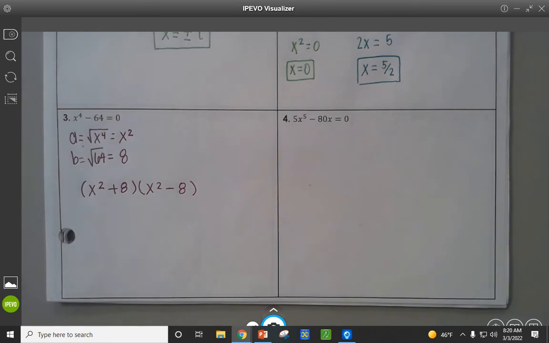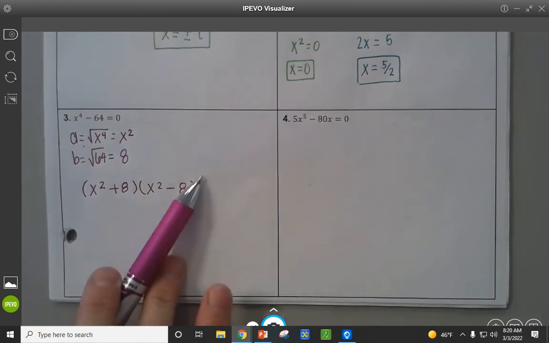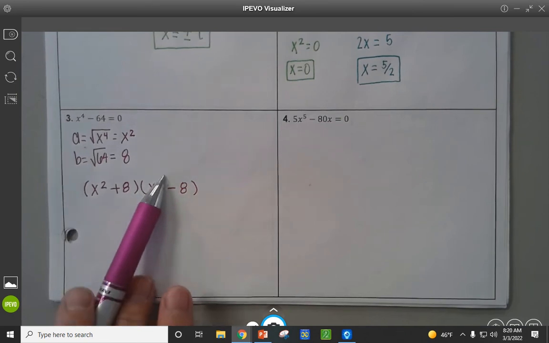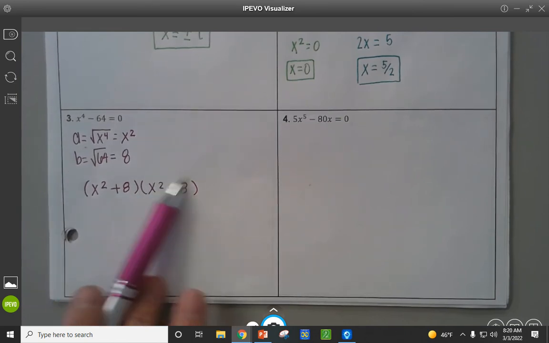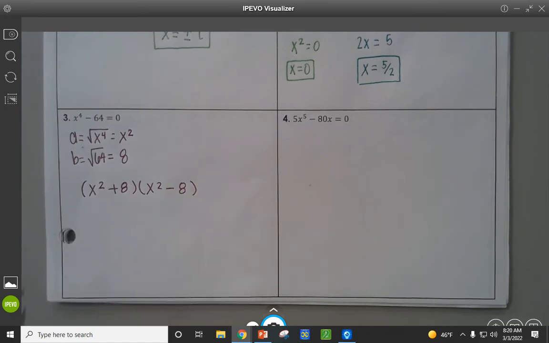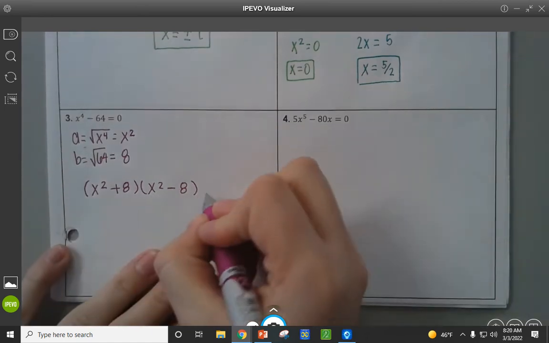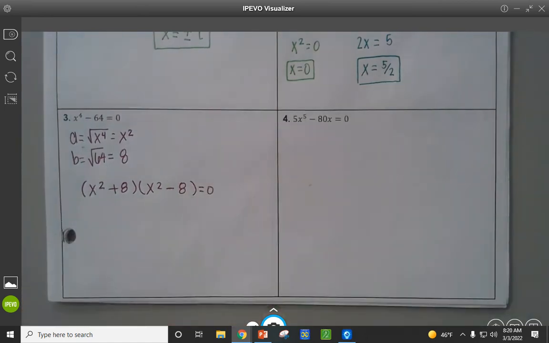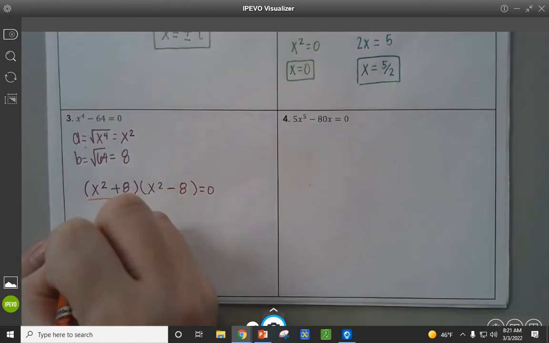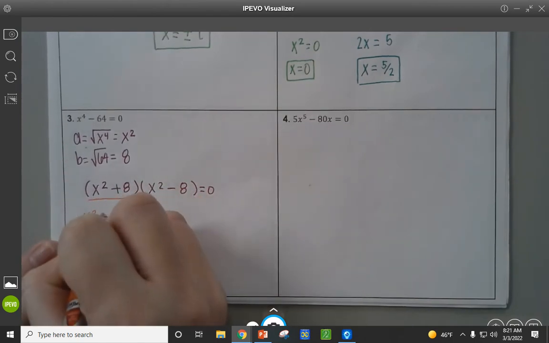Do we have difference of squares or sum and difference of cubes? No. 8 is a perfect cube, but the exponent with x is not a multiple of 3, so it's not a difference or sum of cubes, and 8's not a perfect square. So we cannot factor down anymore. So we're going to take each factor and set it equal to 0.